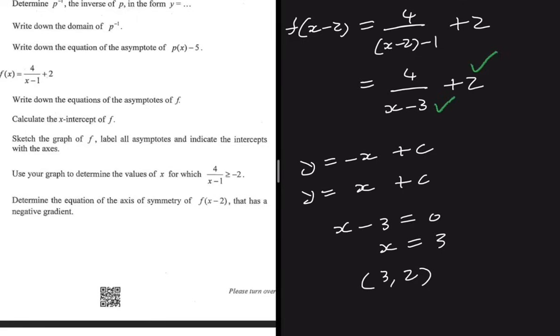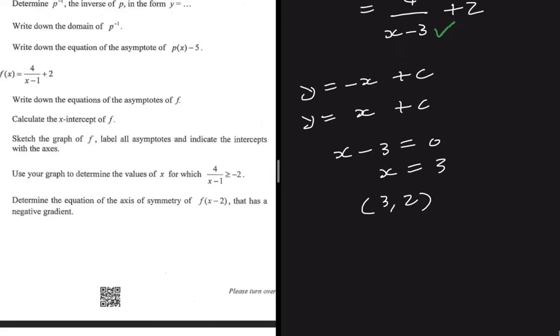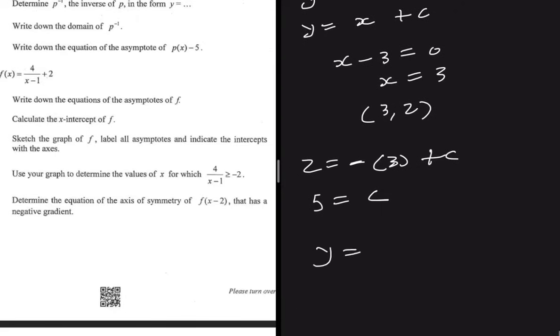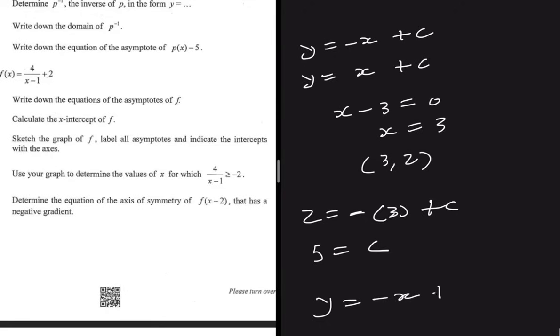Now we just need to substitute that into our equation for the axis of symmetry with the negative gradient, right? So if we go ahead and do that, y is 2, and then minus x, where x is 3, plus c. If we take minus 3 to the other side, we have 5 equals c. And then now we have y equals minus x plus 5 being the equation of our axis of symmetry of f of x minus 2.